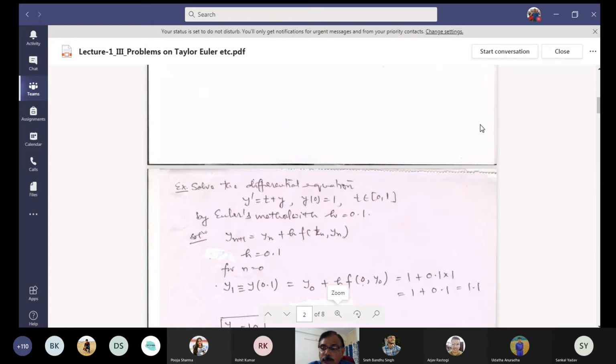u prime equals minus 2x u square. You know the exact solution is u(x) equals 1 upon 1 plus x square. So there you can put in the values and see whether you are getting closer to it or going beyond. That's the reason I told you how to find the exact solution, how to make a problem. Once you know the exact solution, you can do many things with that problem and compare.